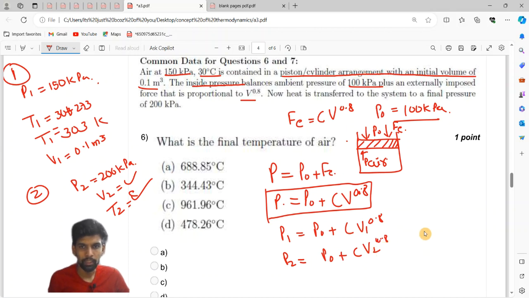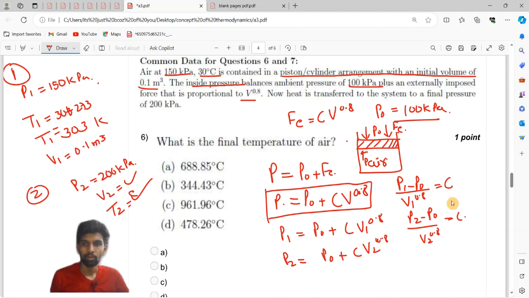This can also be done, but the most convenient way is to bring P naught to this side, that is P1 minus P naught, and V1 raised to power 0.8 on this side, so we will be left with C. Similarly, we will do P2 minus P naught and V2 raised to power 0.8 times C. So we can write it as P2 minus P naught, V2 raised to power 0.8.